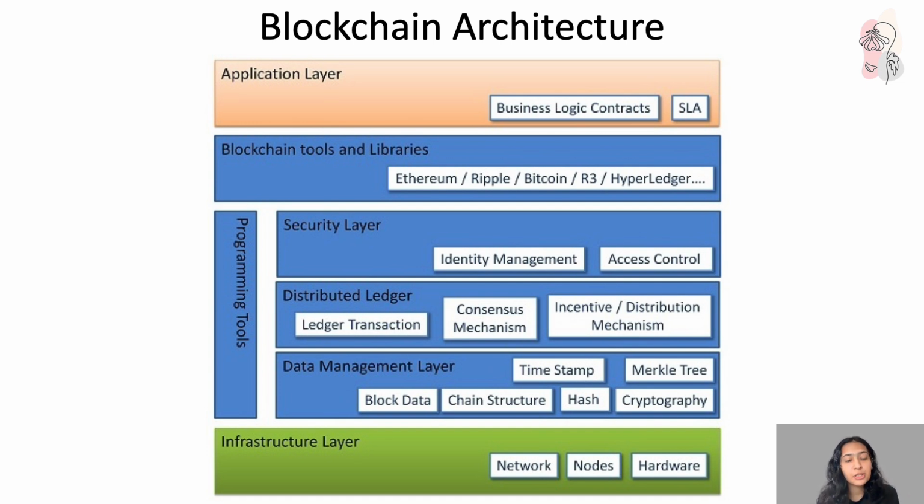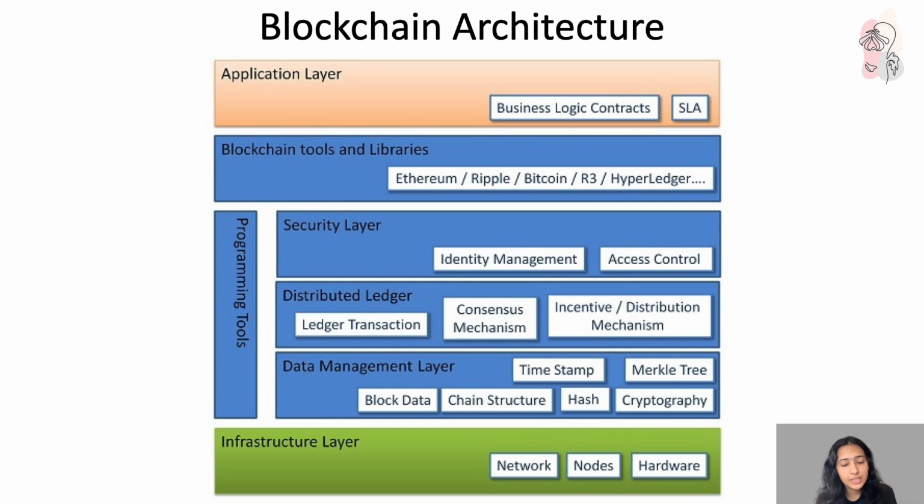And then we've also studied the different programming tools that we have, the programming languages, the programming frameworks, and all. So if I talk about the application layer, it is all about the interface and business logic. It defines what the blockchain should do: the functional requirements, the non-functional requirements. If I talk about SLAs, all of those come in this layer.